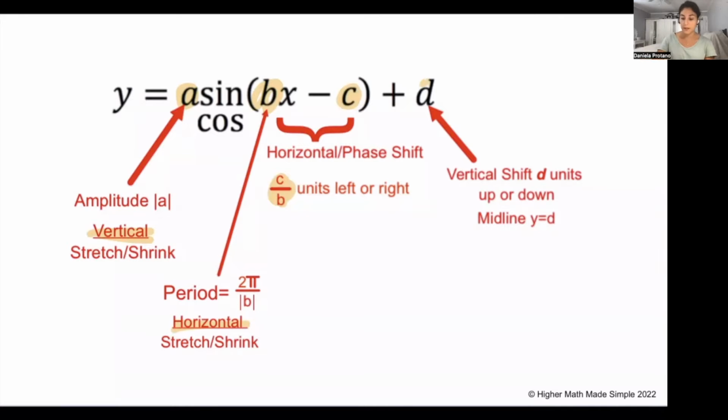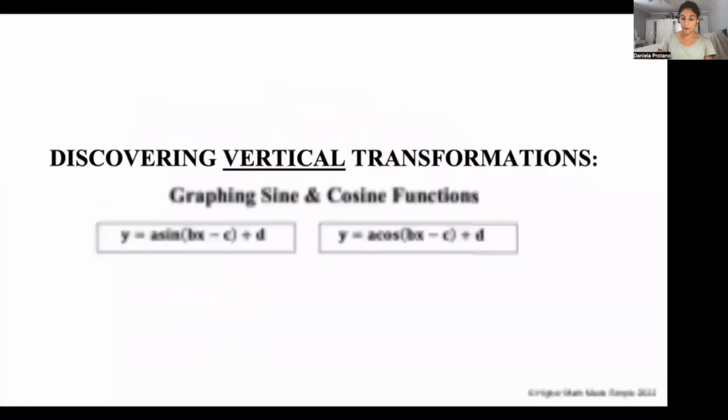Last but not least, the d value is also going to be a shift. This one's going to be a vertical shift. In other words, you're going to be shifting up or down d units, whatever value that d is. Now, d also has to do with the equation of the midline, y equals d. So let's take a look at our first example.